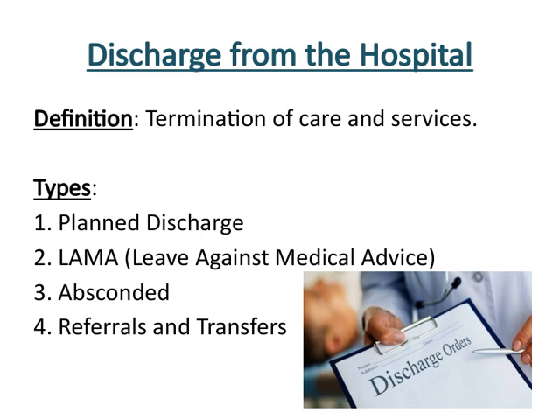Then there's absconding, which refers to situations where a patient leaves without informing the hospital or obtaining formal discharge. This can pose challenges for follow-up and continuity of care. Finally, we have referrals and transfers, where a patient is moved to another facility or specialist for further management. This ensures they receive the appropriate level of care that might not be available at the current hospital. Understanding these different discharge types helps us ensure a smooth transition for patients, maintaining their safety and well-being as they move on from our care.